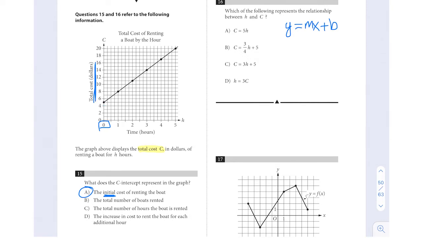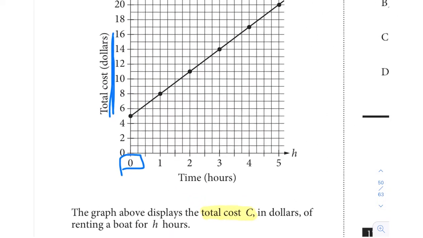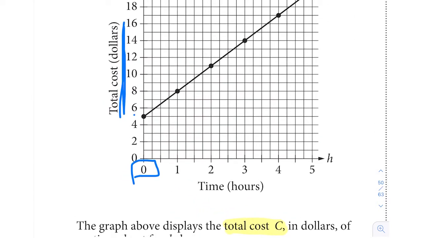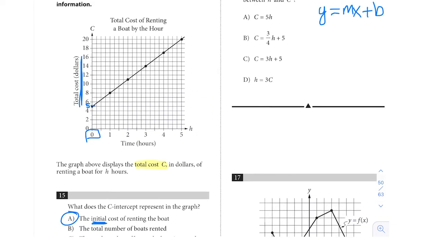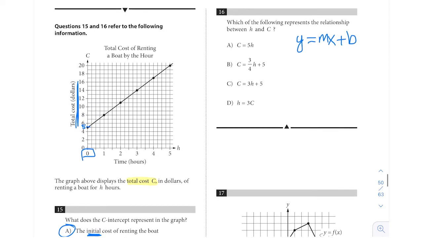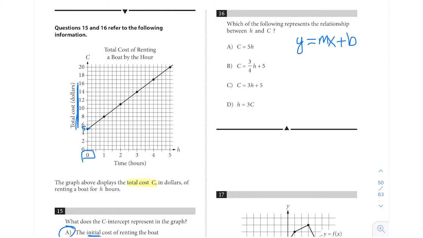With that intercept of 5, let me zoom in here. The intercept is right in between 4 and 6. We see that the intercept is at 5. So as far as slope-intercept form is concerned, we should have something with a plus 5 as a constant, which allows us to eliminate A and D. Now between B and C, we need to figure out the slope. Is it 3/4 or is it 3?